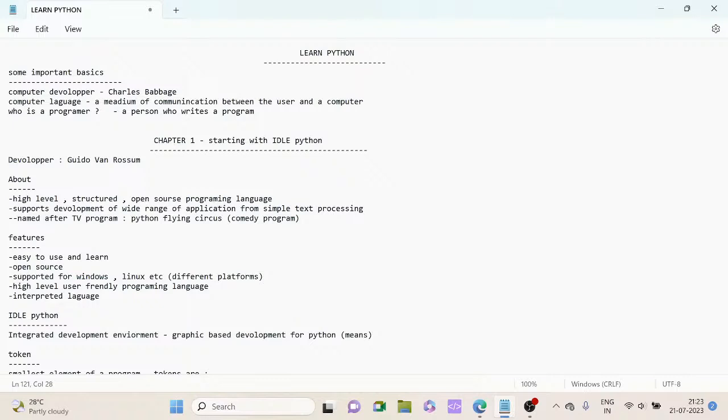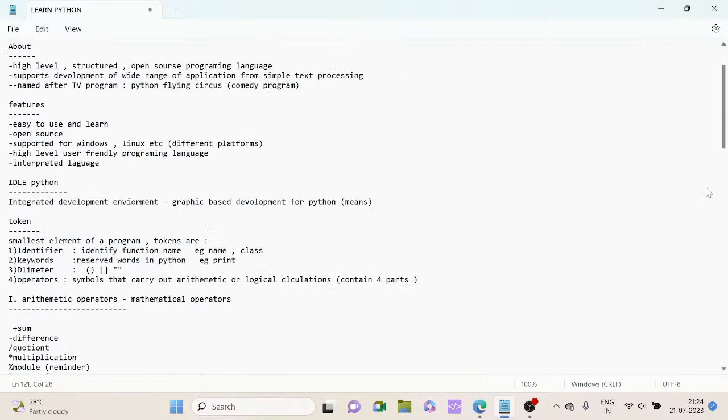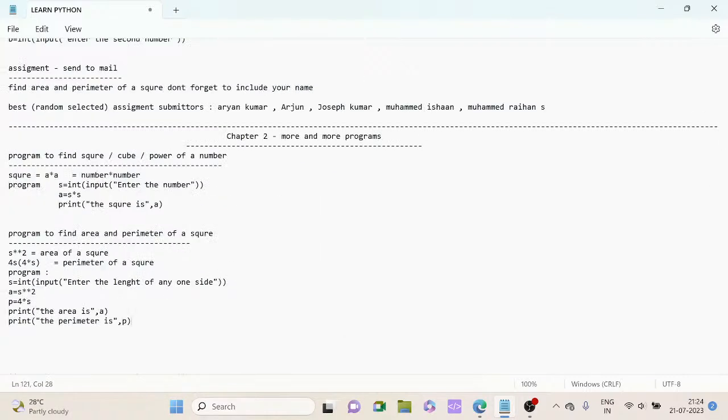Okay, so the medium of communication between the user and a computer is computer language. So the answer you wrote is wrong. Okay, so don't worry. Next time you can write the correct answers in the chat. So that's computer language, not the programmer.